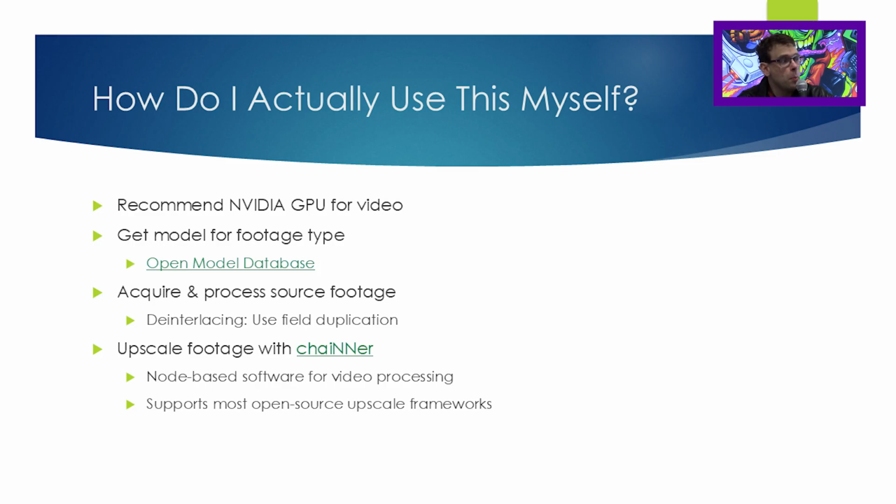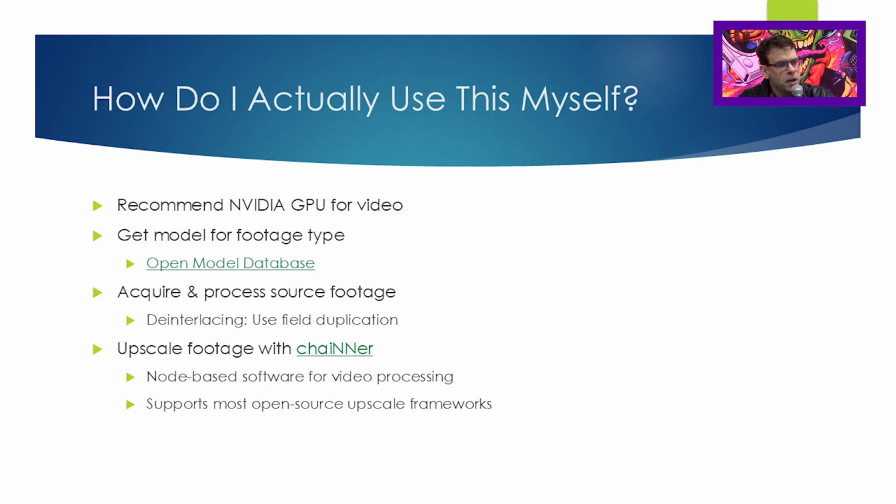But there's a place called the Open Model Database that has lots of models like mine, some for specific TV shows, some for specific mediums, and so forth. What you're going to have to do is process the source footage, which is a topic in and of itself, because, going back to that 240p thing I mentioned earlier, there's a specific way you have to process the footage to get the best results.